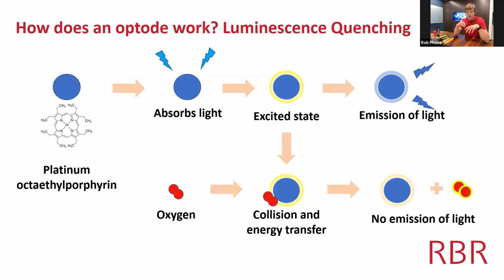If it's just left there on its own, it'll then re-emit light. However, if oxygen is present in the environment, the oxygen collides with a molecule in its excited state, and the energy is transferred to the oxygen molecule, and then there's no emission of light. So what we measure is actually the quenching of light from the foil. We bombard it with light, we look at the light coming back, and how quickly that light disappears is proportional to the amount of oxygen in the water.